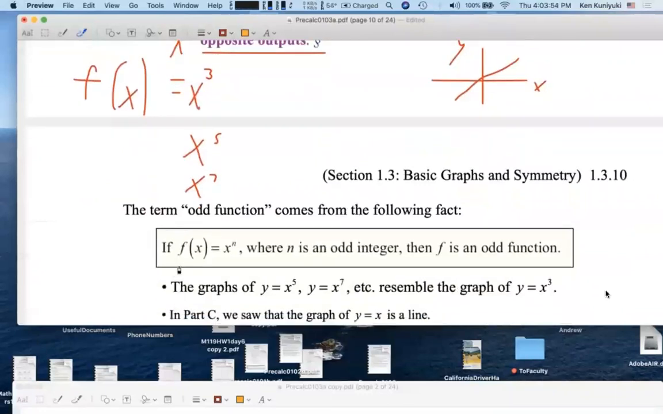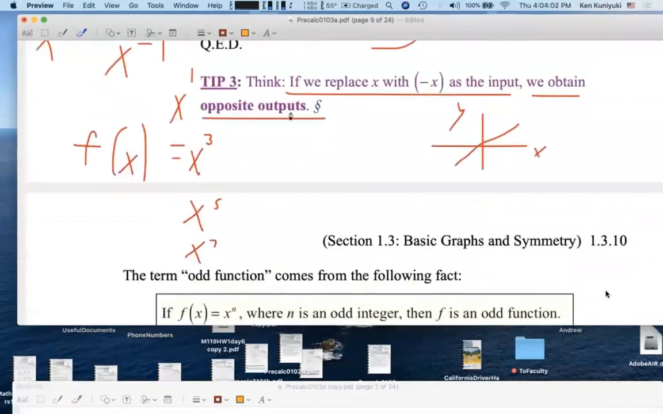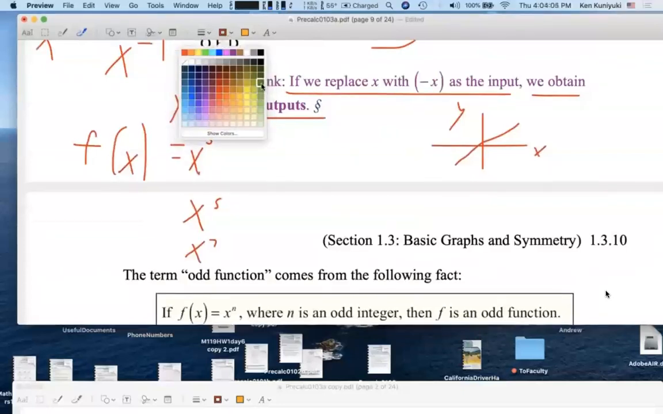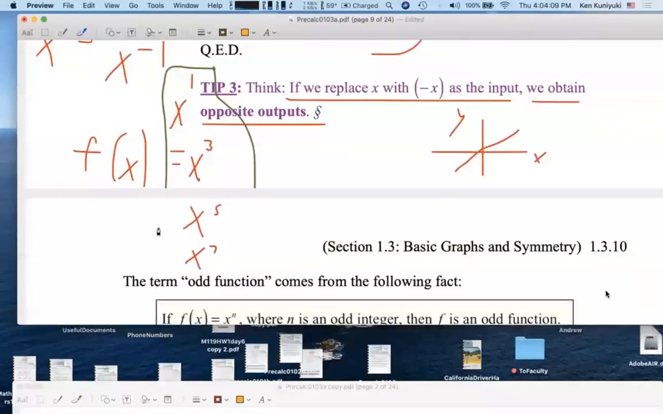So why do we call these odd functions? Because any rule, f(x) equals x to the n, where n is an odd integer, will give us an odd function. Here, the domain is all reals for these over here. The domain must be symmetric about 0.